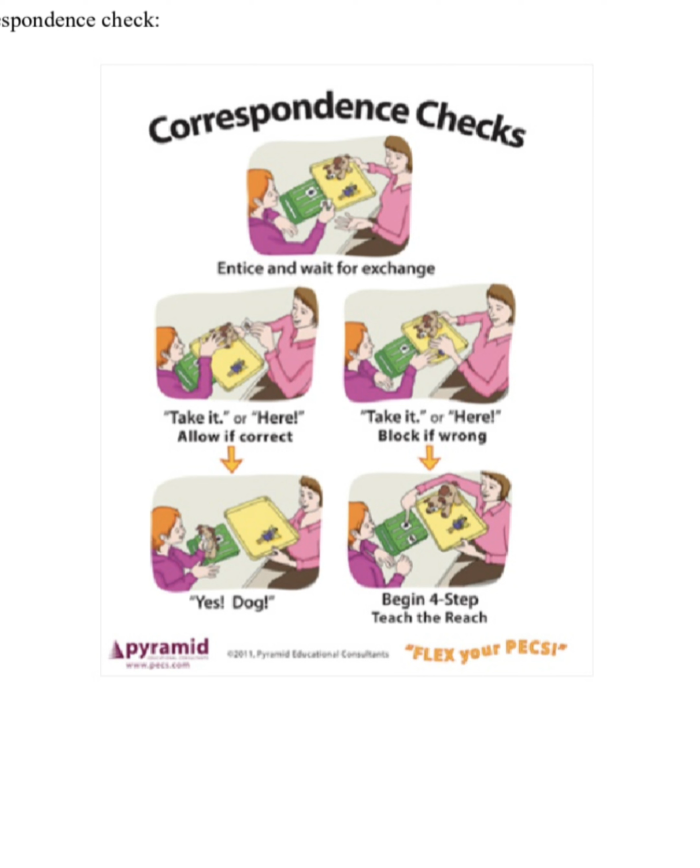If the learner takes the item corresponding with the picture, name it, give praise, and allow access. If the learner reaches for the other item, block access and begin the 4-step error correction procedure.